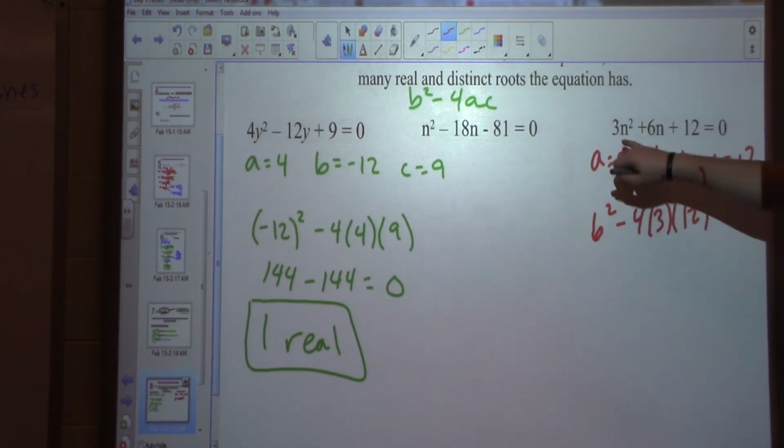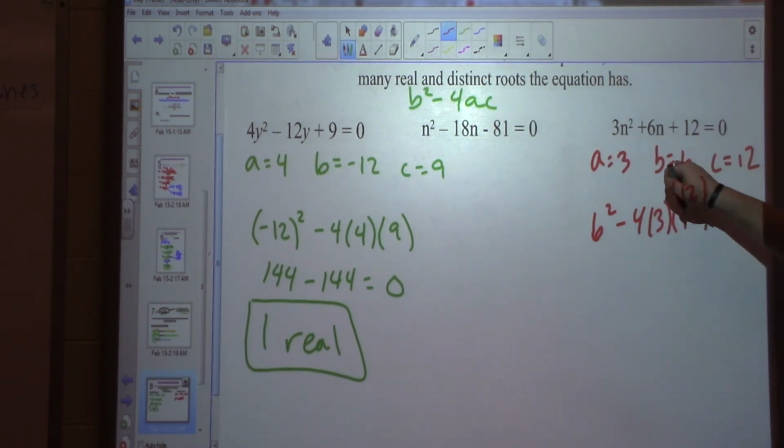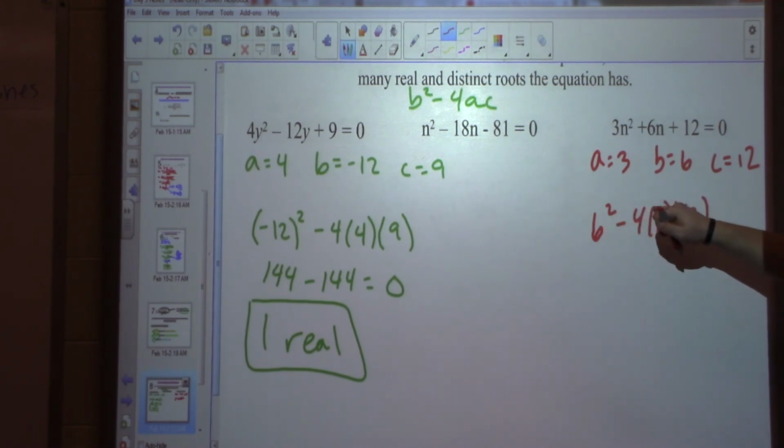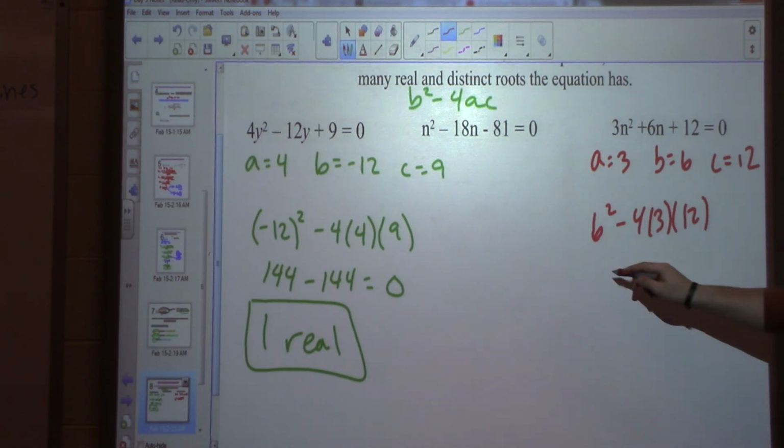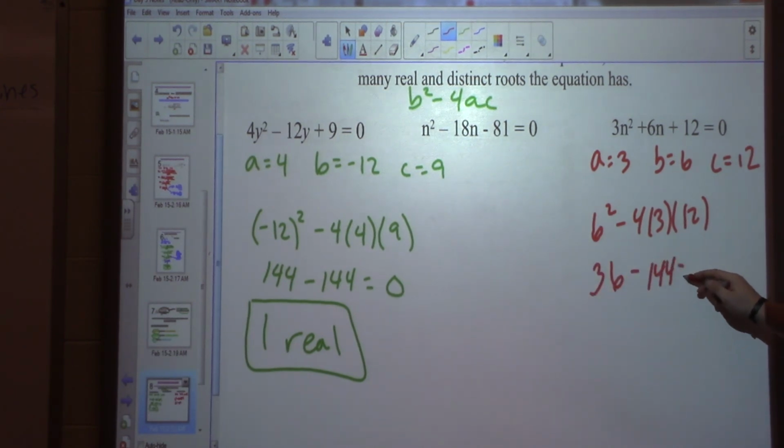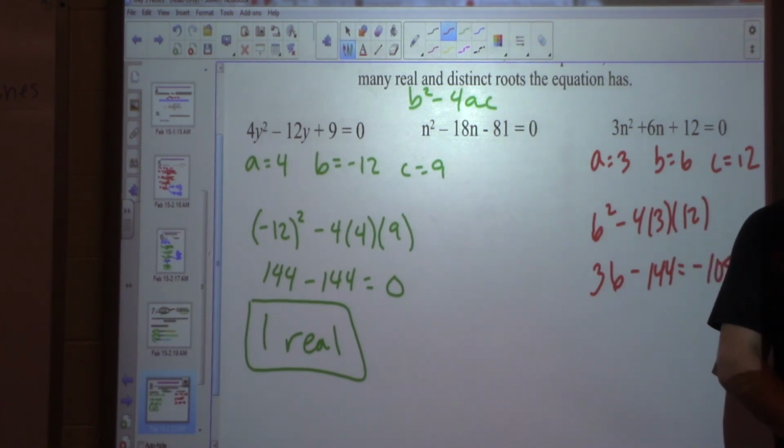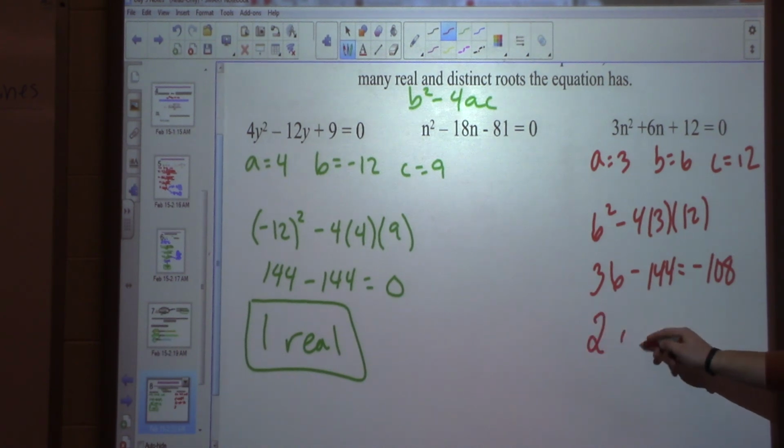A equals 3, b equals 6, c equals 12. So b squared is 6 squared, minus 4ac, 4 times 3 times 12, 36 minus 144 gives me negative 108. What happens if I get a negative for my discriminant? Two complex.